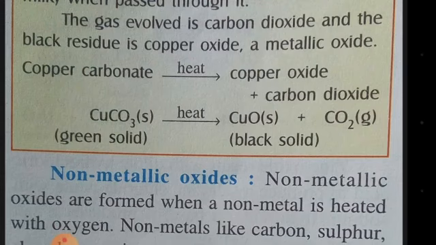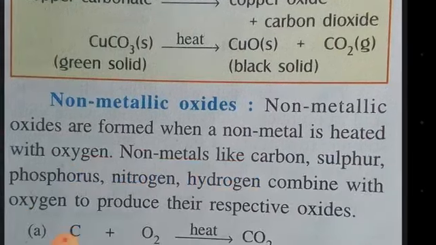So what was our intention? Our intention was to make metal oxide from metal carbonate. So on heating metal carbonate, we are getting metal oxide. So what happens is, when we are heating green colored copper carbonate, then we are getting black colored copper oxide along with odorless and colorless carbon dioxide gas. So the reaction can be shown like this: CuCO3 on heating gives CuO, which is solid, and CO2, which is gas.